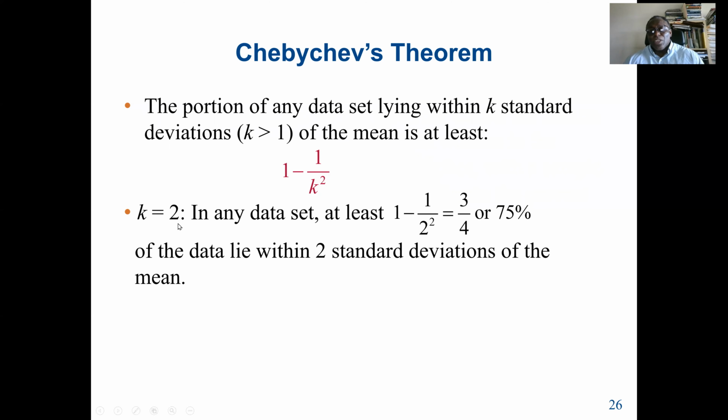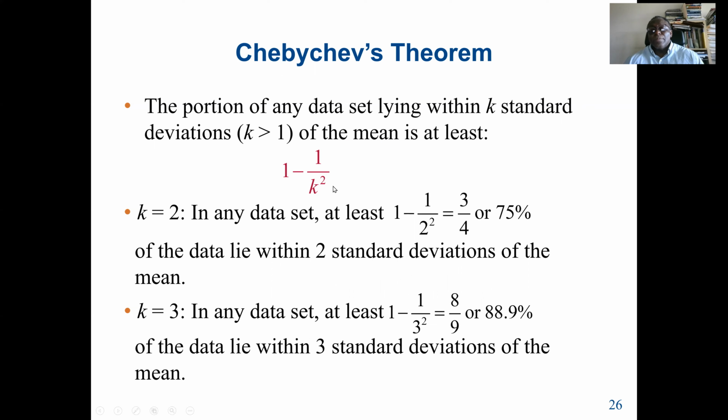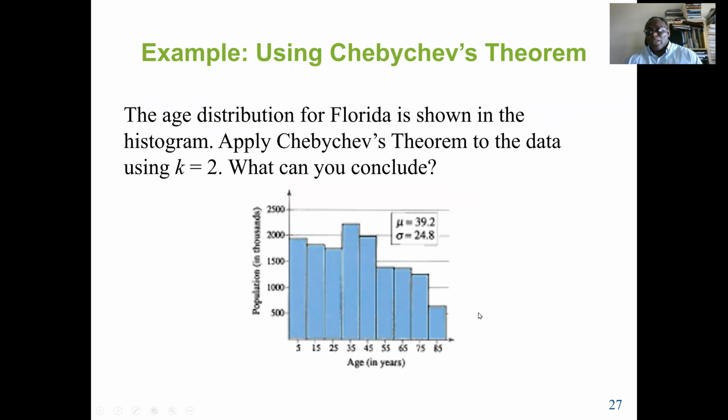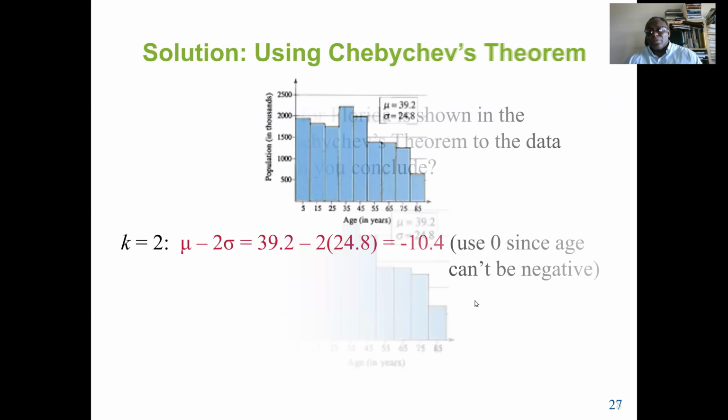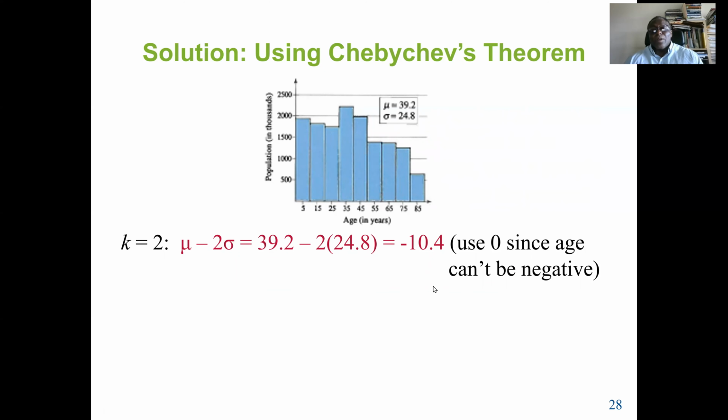For example, if K equals 2, in any data set at least 1 minus 1 over 2 squared, which is 3/4 or 75% of the data, will always lie within 2 standard deviations of the mean. We say 2 standard deviations because K is 2. Three standard deviations means K is 3, so we get 1 minus 1 over 3 squared, and that gives us 88.9%. As K increases, the interval also increases. So this is an example.